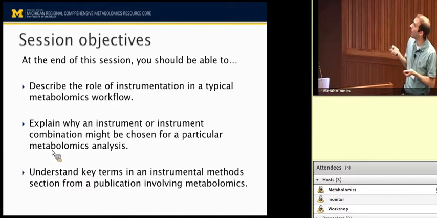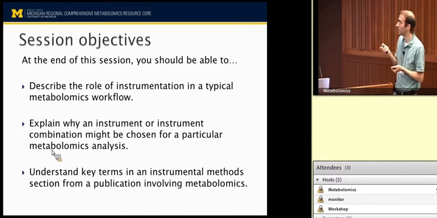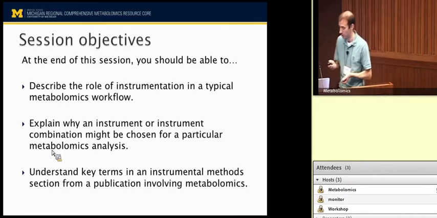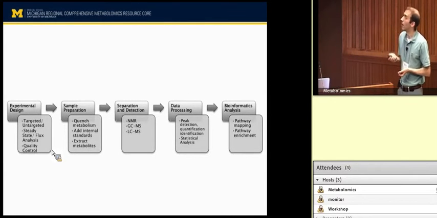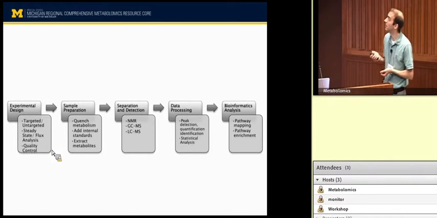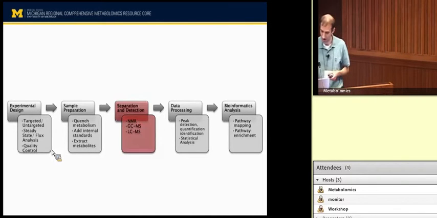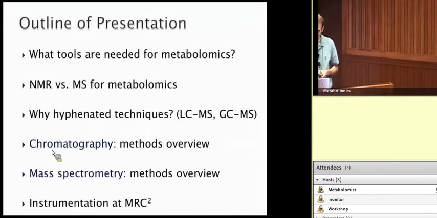We're going to describe the role of instrumentation and explain why we might pick a particular instrument for a particular metabolomics analysis, and that's what I already said about wanting to know the key terms so you can read a paper. Where are we? There, that's where we are: separation, detection, instrumentation. That's what I'll talk about.